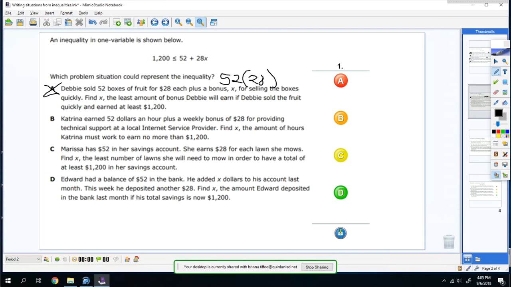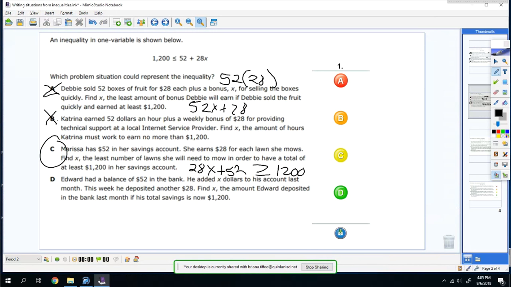That's automatically wrong. B, Katrina earned $52 an hour plus a weekly bonus of $28 for providing technical support. So that's 52x plus 28. That's wrong. Marissa has $52 in her savings account. She earns $28 for each lawn she mows. Find x, the least number of lawns she'll need to mow in order to have at least 1,200. So she makes 28x plus 52 is greater than or equal to 1,200 because she wants to have at least $1,200, so that means $1,200 or more. That actually is correct. It might not look exactly the same. You just have your numbers switched around.